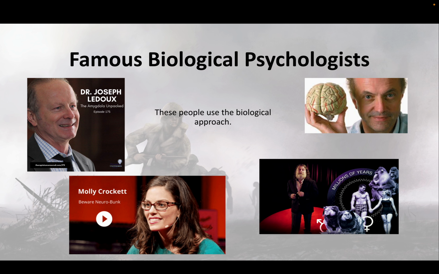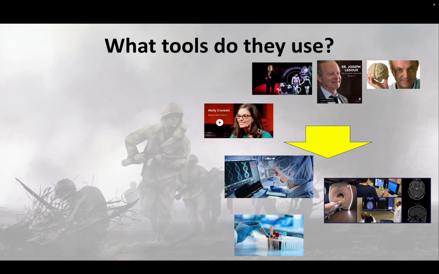So to make it a little bit more real, okay, we can think of Ledoux and Crockett and Sapolsky and Rain, and these are biological psychologists that use the biological approach. So the methodological differences would require us to first know, well, what tools did these biological psychologists use? And they tend to do things like brain scans in an fMRI or an MRI. They would measure blood and saliva samples to measure hormone levels like noradrenaline or cortisol or oxytocin.